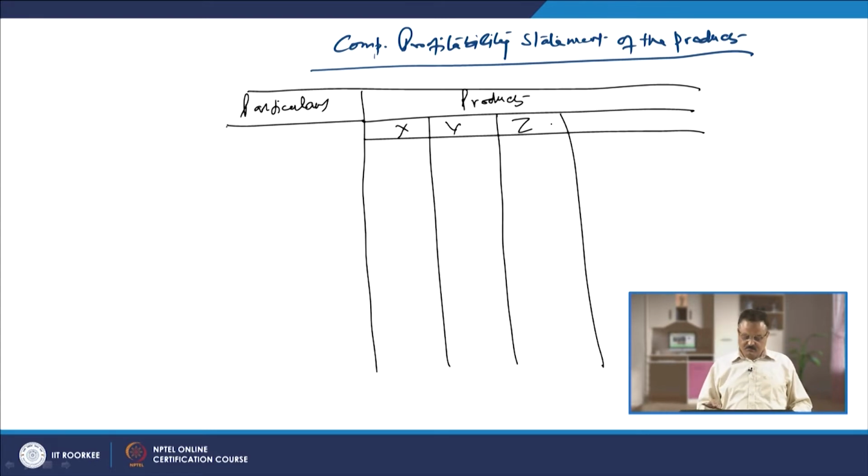So what we have to calculate here is the profit to volume ratio. For that, you first have to calculate the contribution, because the profit to volume ratio requires contribution and sales information. So let us calculate the contribution first, and here we first write direct material. And what is the direct material cost? It is already given to us.